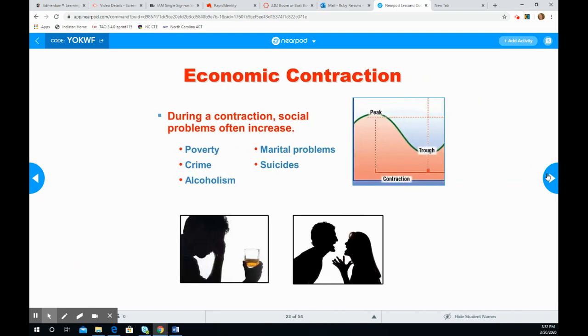So during a contraction, you've got social problems because they often increase. Poverty increases because people don't have money. Crime may increase because if people don't have something, they're willing to steal to get it. People may turn to other solutions such as alcohol, and they may become alcoholics. Marital problems could arise. Suicide numbers rise, all because of your economic situation and people not having money to be able to do the things that they may have done when they were in prosperity.